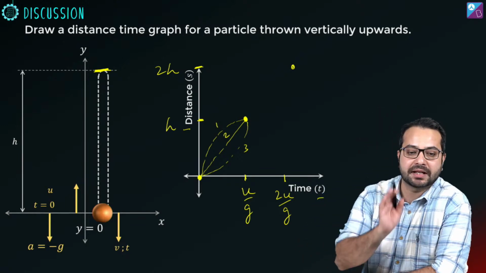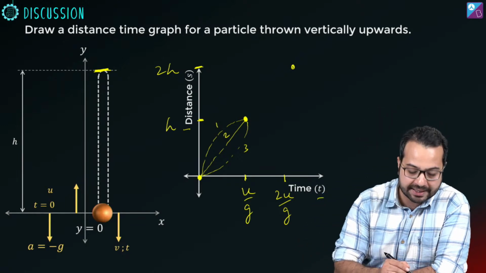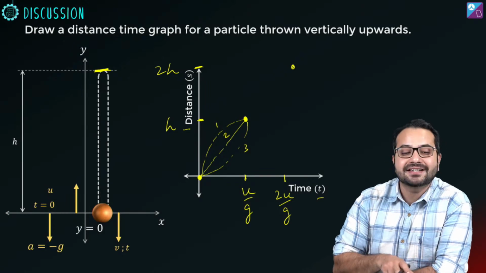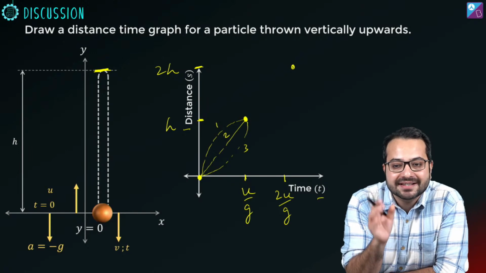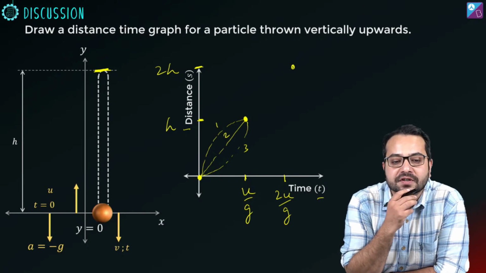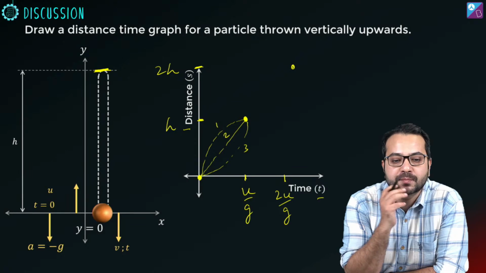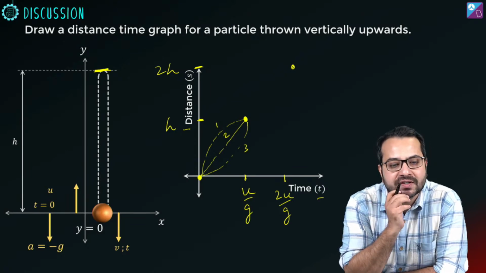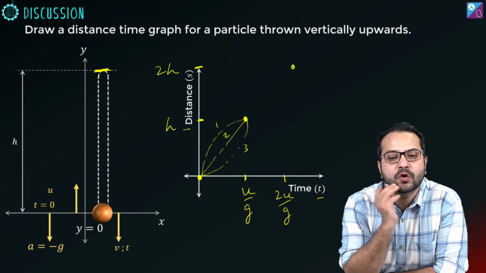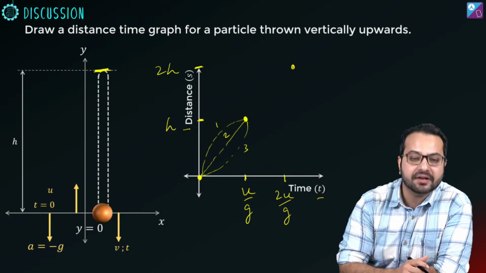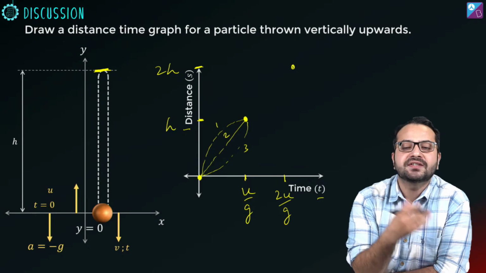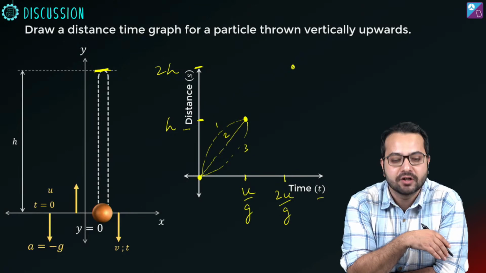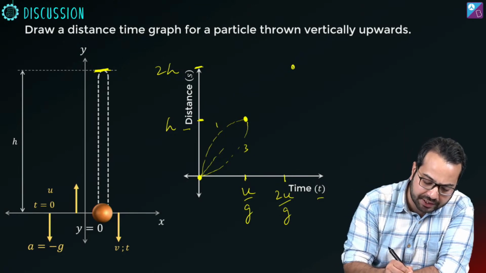ठीक है. सबसे पहले आराम से. Let's talk about whether it will be a straight line or not. Now distance time graph. If it is a distance time graph, the slope is going to give us speed. And if it is a straight line, it means that the slope is constant, which means that the speed is going to be constant. When a particle is thrown upwards, is the speed going to be constant? No, the speed is not going to be constant. तो straight line तो बिल्कुल नहीं हो सकता है.